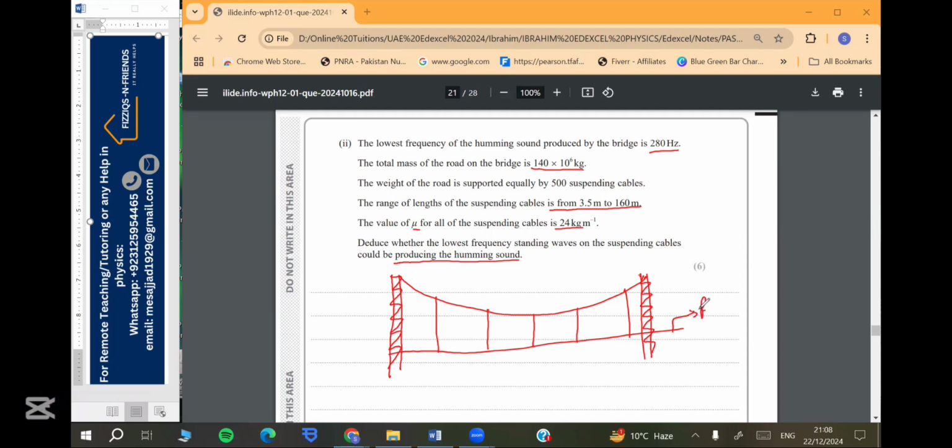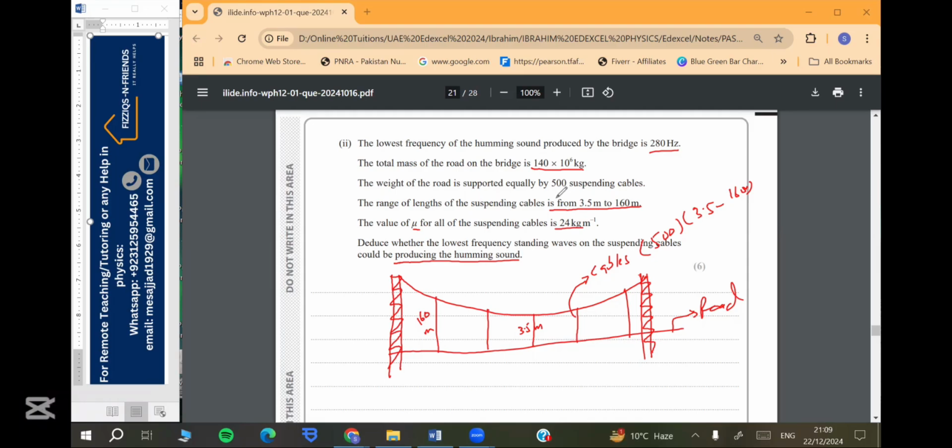Okay, this is your road, and these are your cables. And how much are they? 500, and the length is from 3.5 to 160 meters. So say this is 160 meters, and this is say 3.5 meters. Okay, and the weight is about... yeah, the weight is not given. Okay, we need to find out the weight as well.